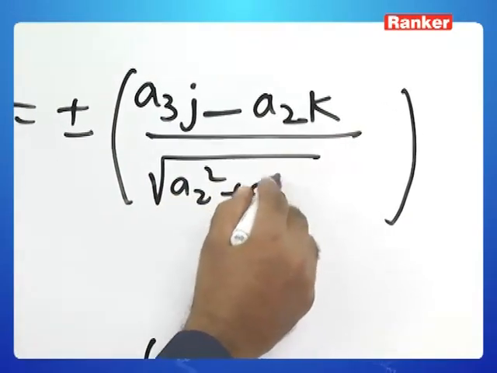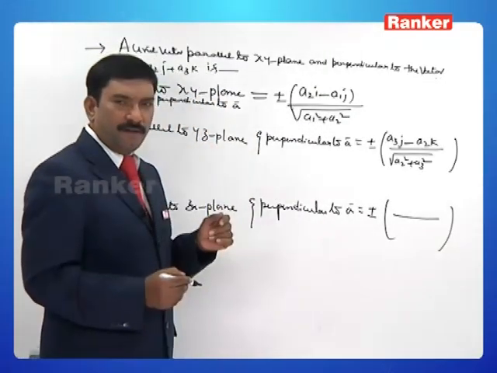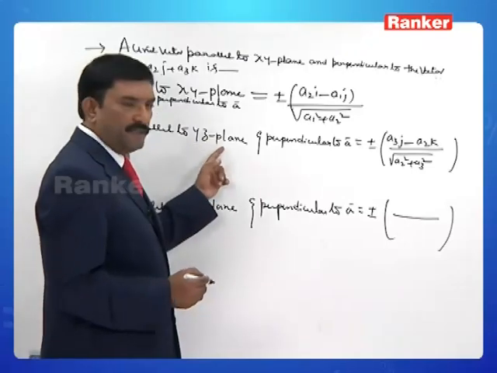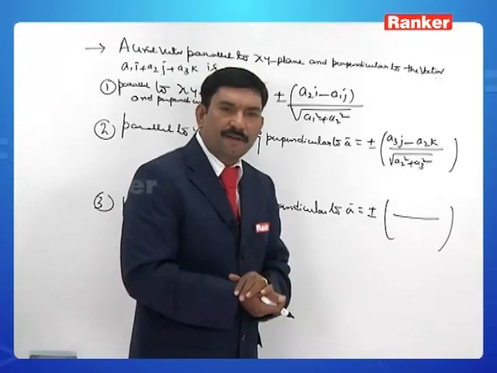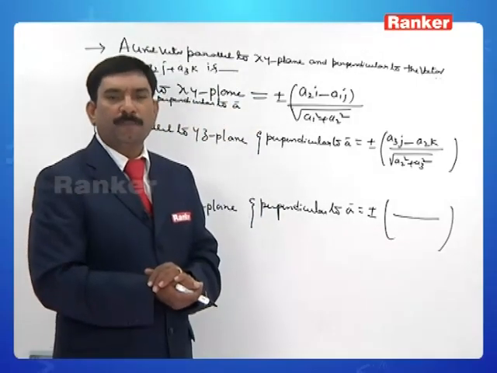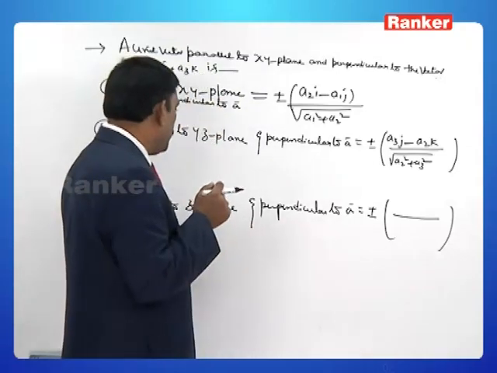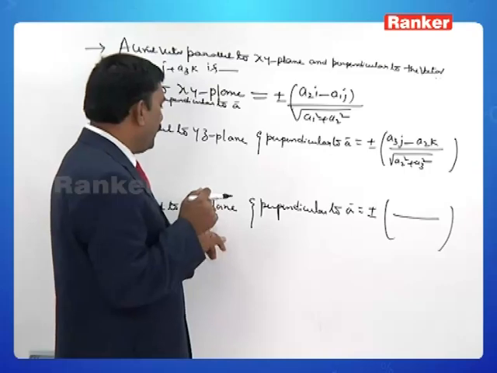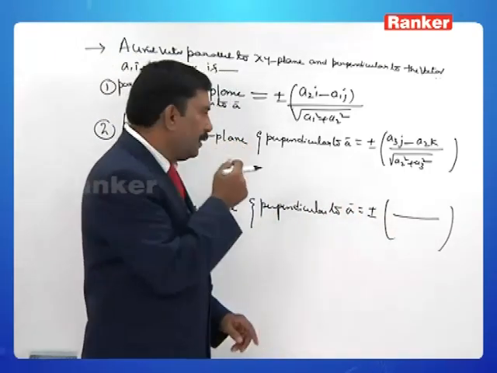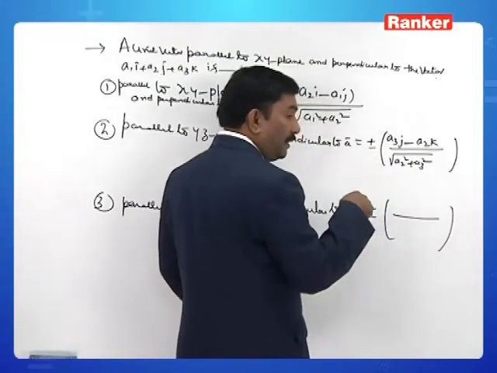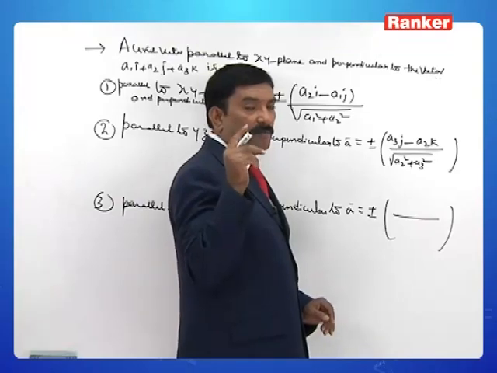A2 square plus A3 square. This is the unit vector parallel to the YZ plane and perpendicular to what? Perpendicular to A bar. Next, I go to this one, that is the unit vector parallel to what? ZX plane, perpendicular to A bar. Yes, once again in cyclic order, in the ZX plane only the X component and Z component will be present.